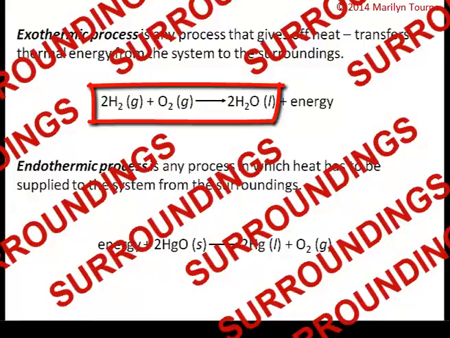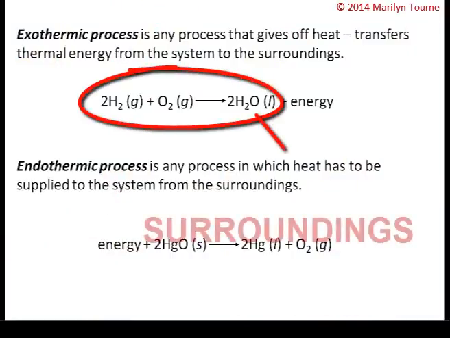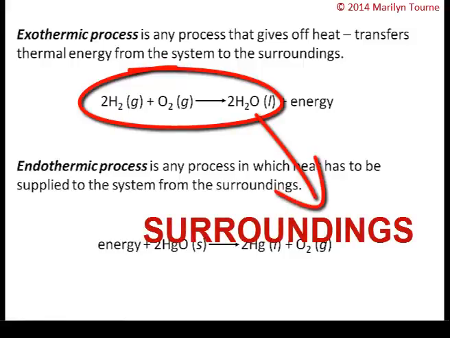Because we can't create nor destroy energy, the energy that's lost by the system must be gained by the surroundings. What that means is that the heat generated by this combustion process is transferred from the system to its surroundings. This reaction is an example of an exothermic process. Exo comes from the Greek word meaning outside. And of course, endo comes from the Greek word meaning within, but let's stick with exothermic process first. An exothermic process is any process that gives off heat, basically transfers thermal energy from the system to the surroundings.